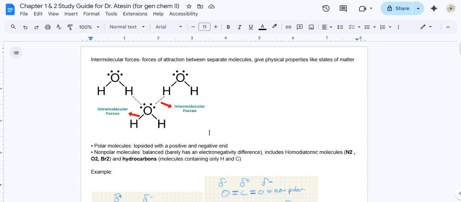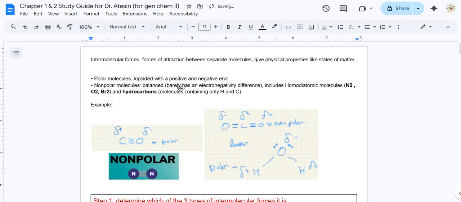So, intermolecular forces are forces of attraction between separate molecules. So, this is an intermolecular force, this is an intermolecular force. And these bonds aren't intermolecular forces. And they give physical properties like states of matter.